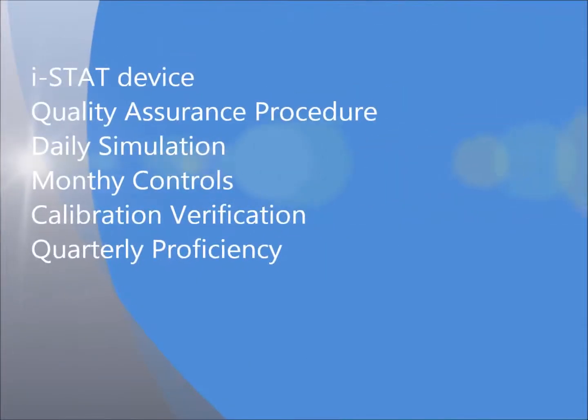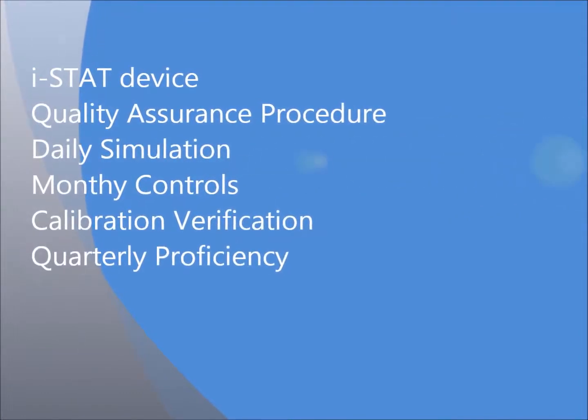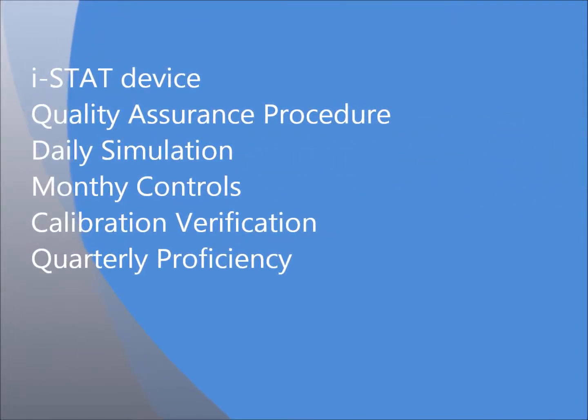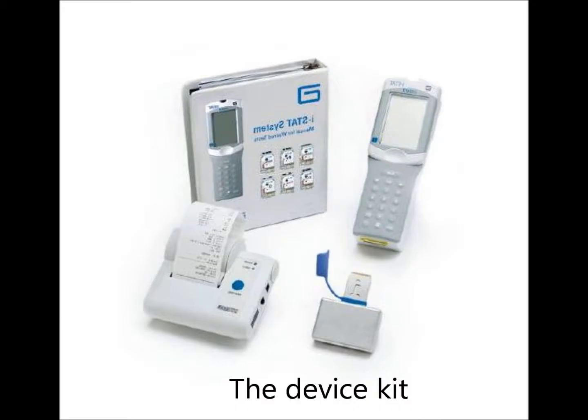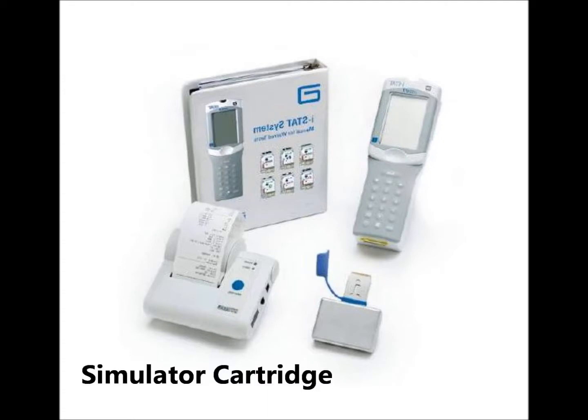Today we will discuss the iStat device and quality assurance procedures, which includes the daily simulation, the monthly controls, the calibration verification, and the quarterly proficiencies. But first, let's discuss the iStat device kit, which contains the handheld analyzer, the printer, the simulation cartridge, and the iStat manual. The iStat device kit and all the accessories as well as the documentation materials are located in the iStat lab.